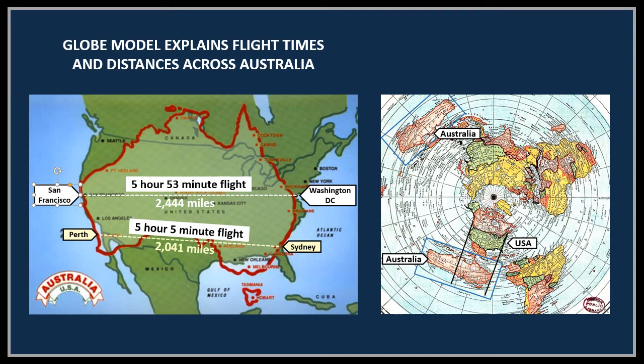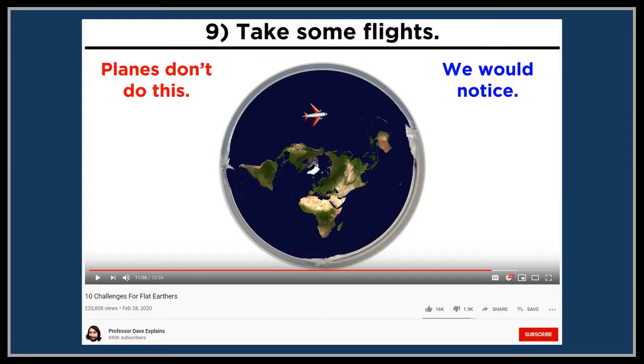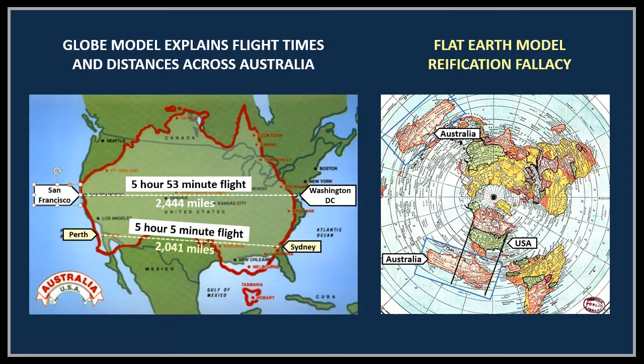So we can see that the globe model explains flight times and distances across Australia. And this was actually one of Dave's challenges, which of course Nathan brushed aside as a fallacy. But I agree with you, Nathan, because in this case, the flat Earth model is a reification fallacy.